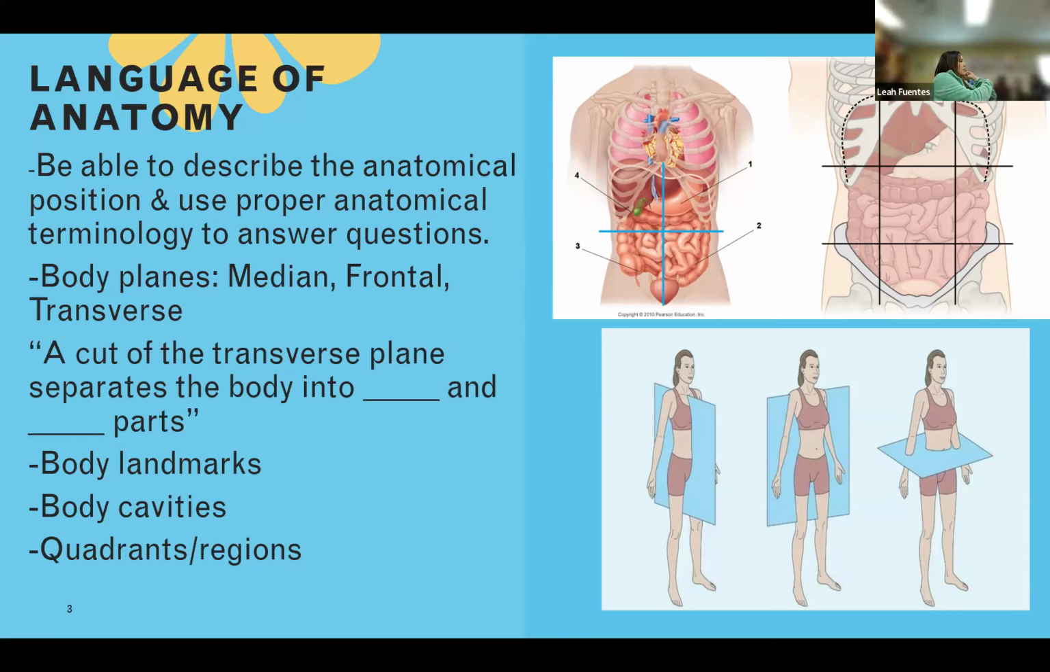Frontal or coronal, and then transverse. So the way that this can be asked on the exam is a cut of the transverse plane separates the body into blank and blank parts. What would the answer be? Superior and inferior. Same thing with frontal. It cuts the body into what parts? Ventral and dorsal, or anterior and posterior. So you want to make sure you're able to answer questions like that.